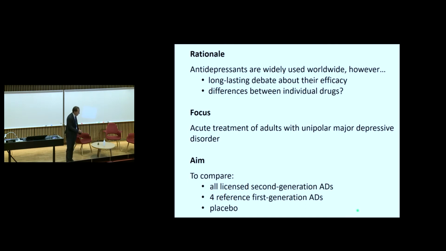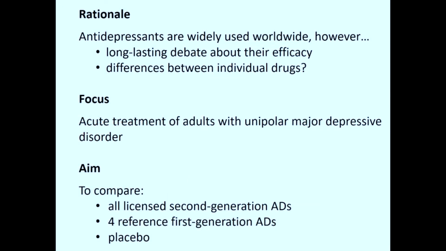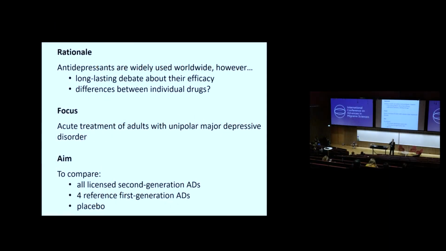We also have placebo, as I said, and because we wanted to do something global, we also included 4 reference old drugs. 2 of them are the 2 antidepressants in the WHO list of essential medicines. The other 2 are antidepressants, nefazodone and trazodone, that are used especially in the US, and in some countries in Europe, because of a very specific side effect profile. For instance, trazodone is very sedative. It's used a lot for people with depression. So this is why we have 4 reference first-generation antidepressants.